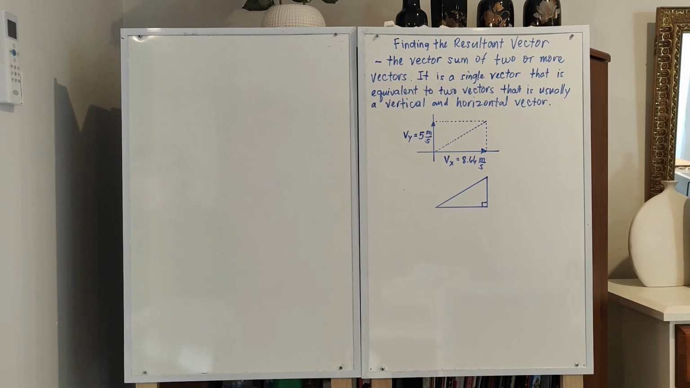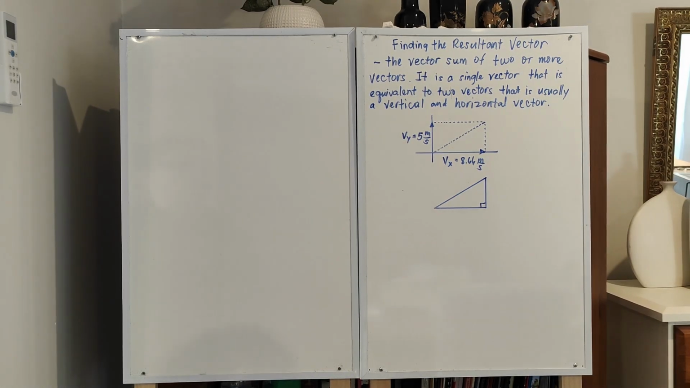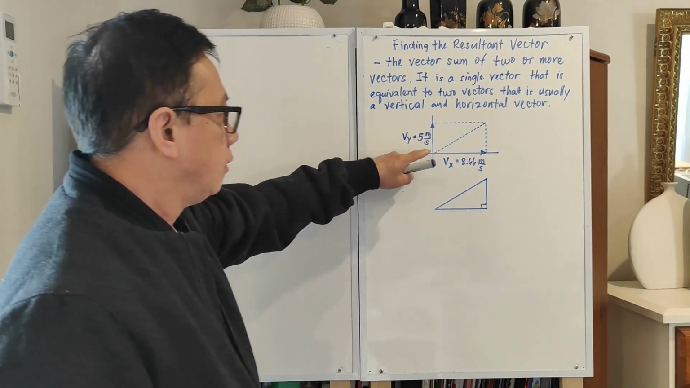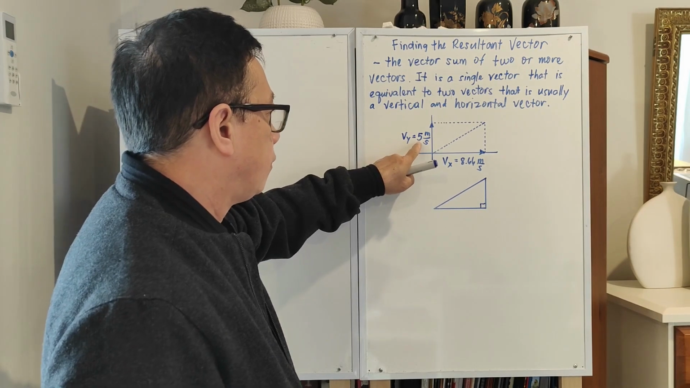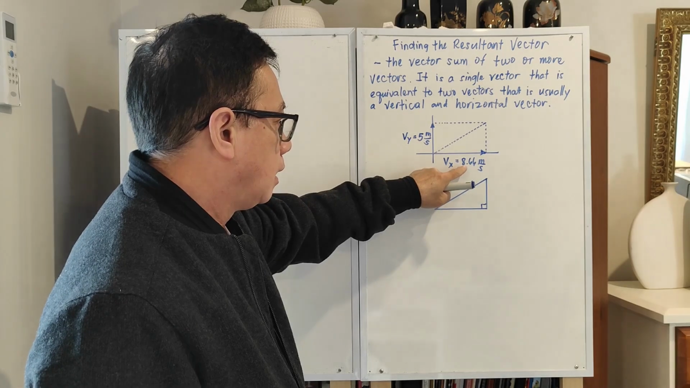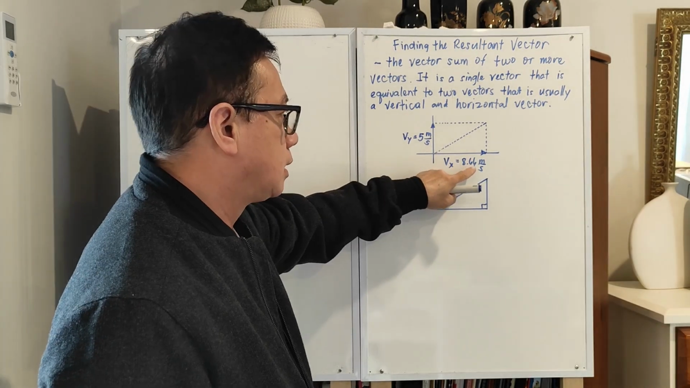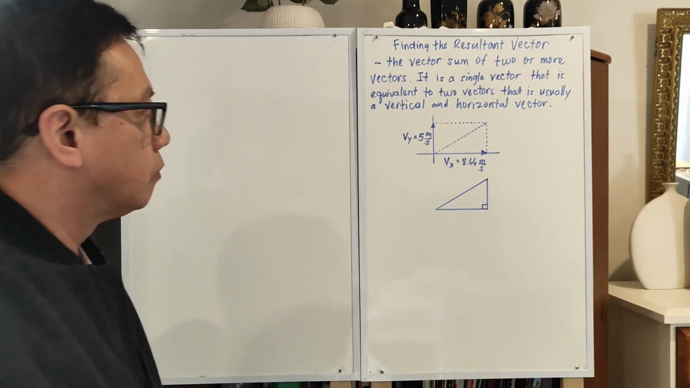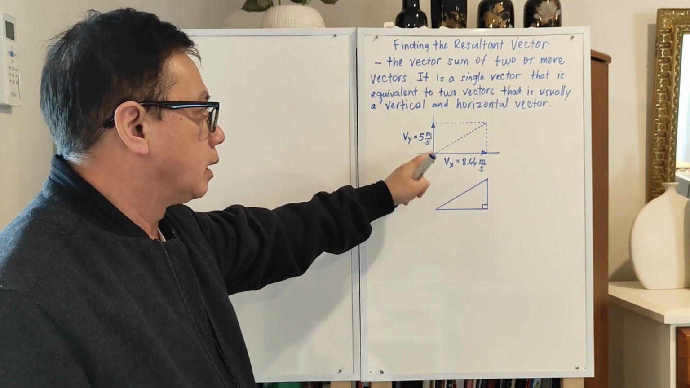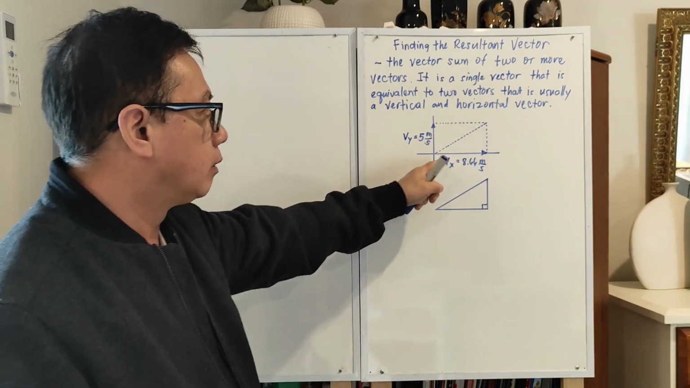The resultant is the vector sum of two or more vectors. It is a single vector that is equivalent to two vectors, usually a vertical and a horizontal vector. Let's take an example. We have a vertical vector of 5 meters per second and a horizontal vector of 8.66 meters per second. So we want to find a resultant vector, a single vector that will represent these two, which is equivalent to these two.